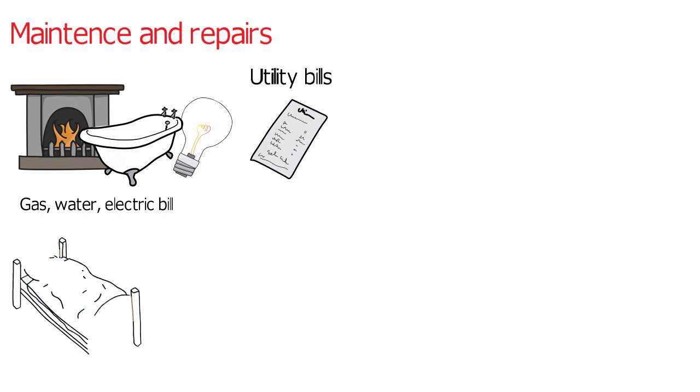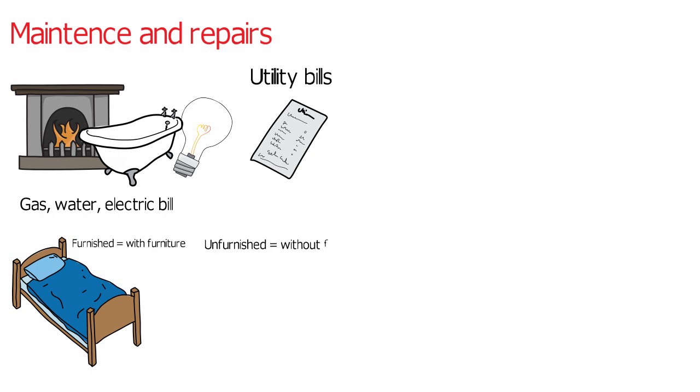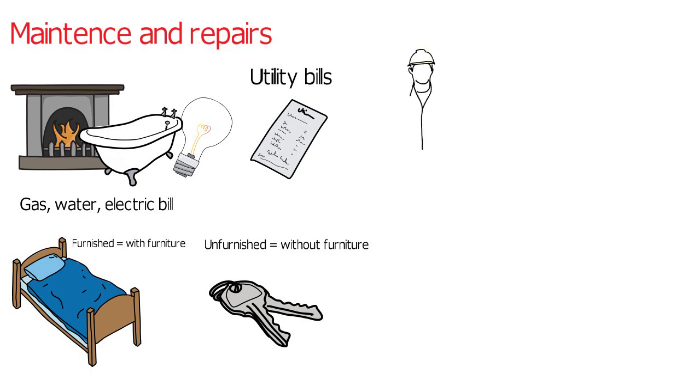Your house or flat will either be furnished, which means it's with furniture, or unfurnished, which means it is without furniture. If it is unfurnished, you will have to provide the furniture yourself.